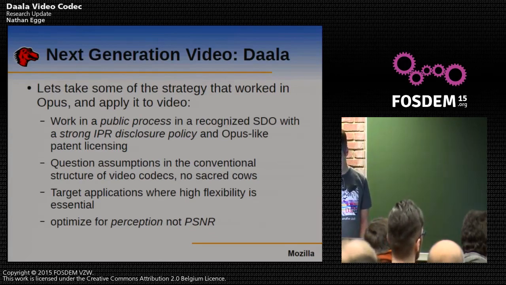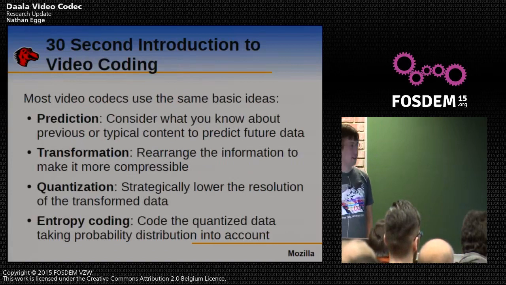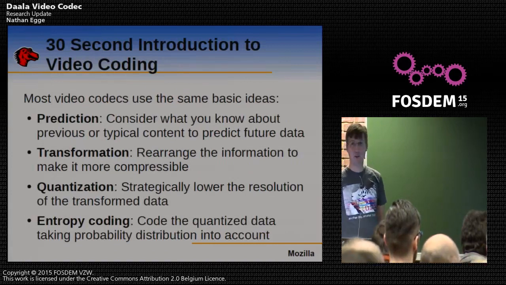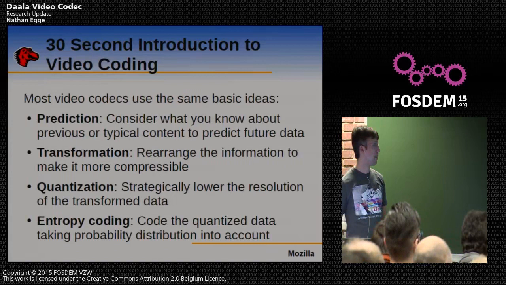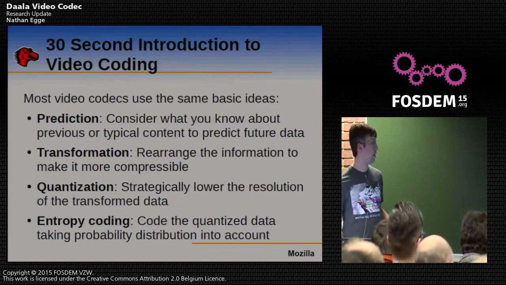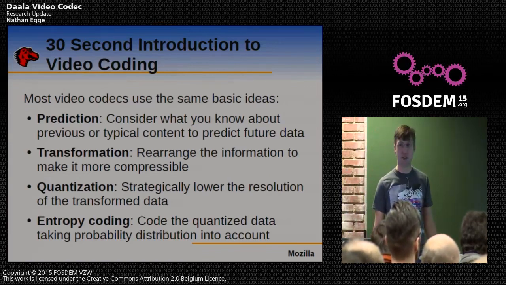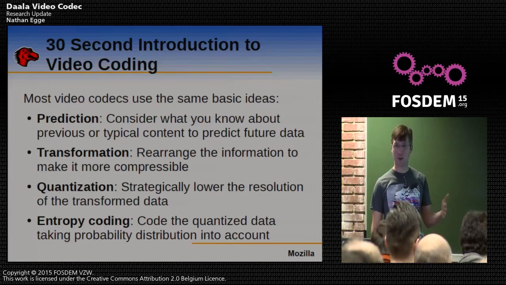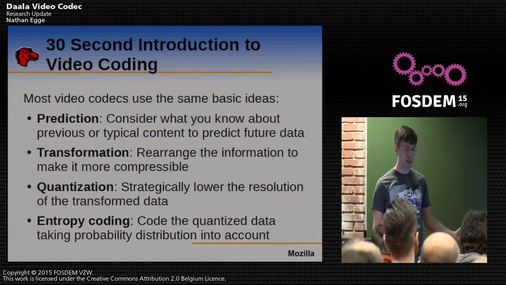Okay. And so very quickly, I'm going to give you guys an overview of how video codecs work. There are four main parts to video codecs that pretty much all codecs have to do. There's prediction, considering what you already know about a scene when coding the current scene. Transformation, so you rearrange all the data so that it's in a more compact form. Quantization, lowering the resolution of the transform data, and then entropy coding.